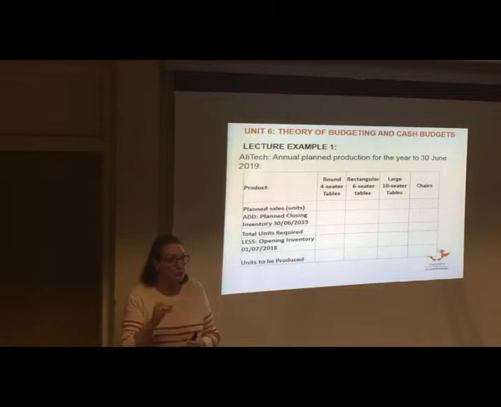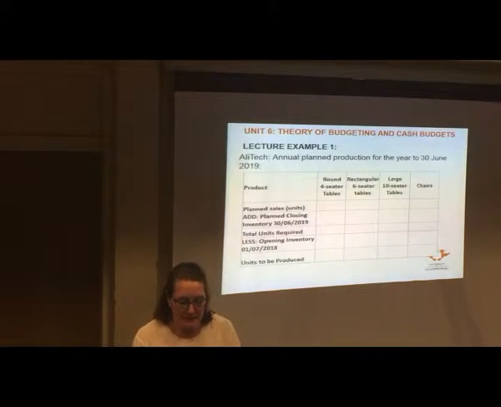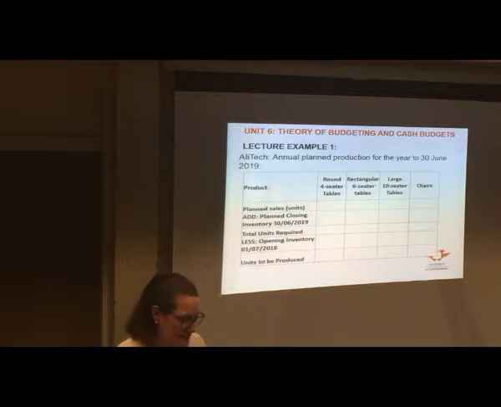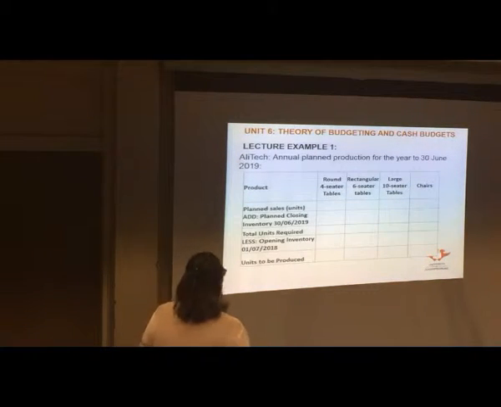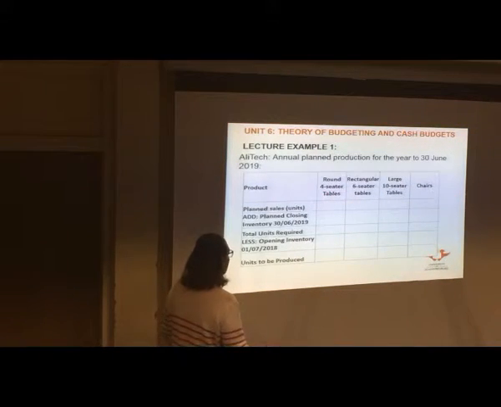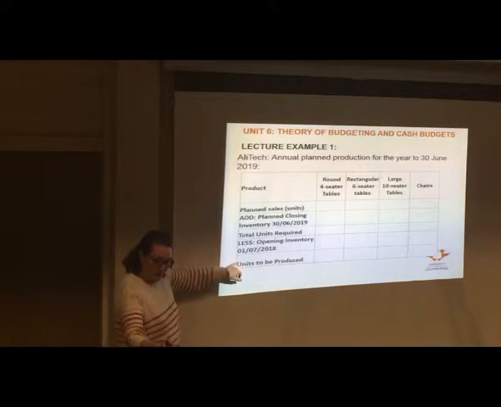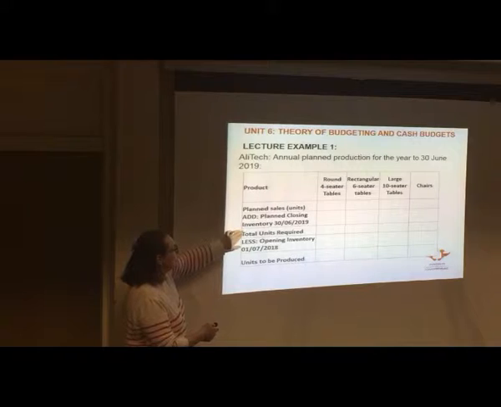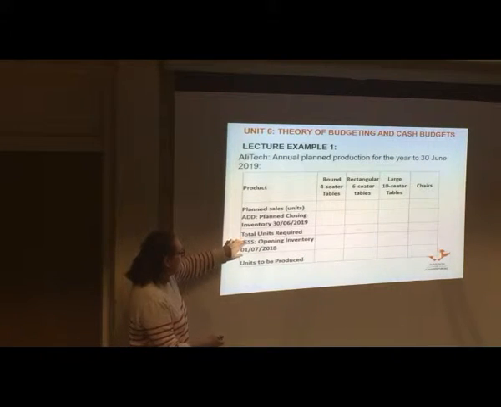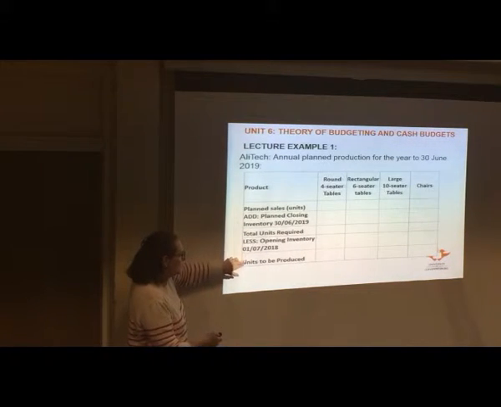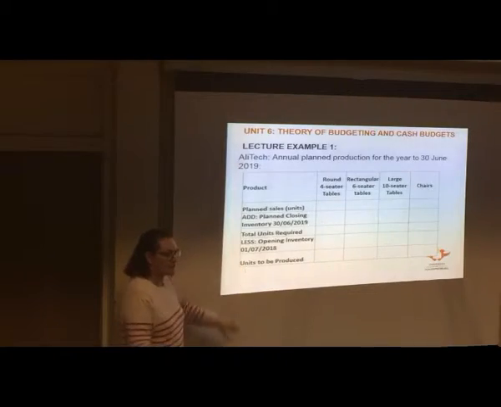That's why I want you to do this now, so that you make a mistake now and don't make a mistake in the test. Okay? So now I want you to put in your planned sales. We're looking at how many units we have to produce. Right? You've got the planned sales in front of you. You've got the closing inventory. You can add them up. You're going to subtract the opening inventory and work out how many of each we need to produce.